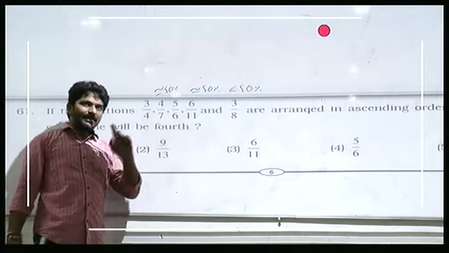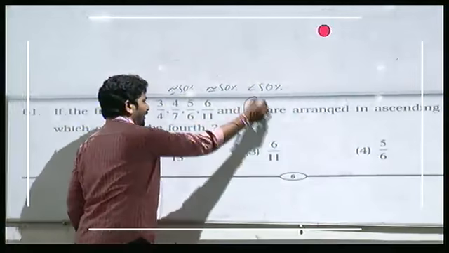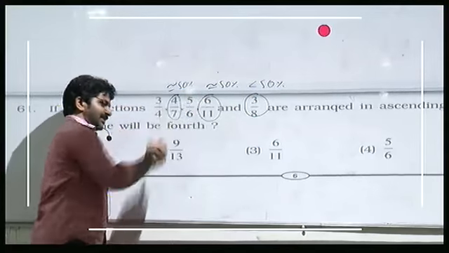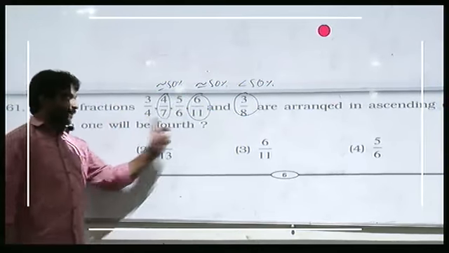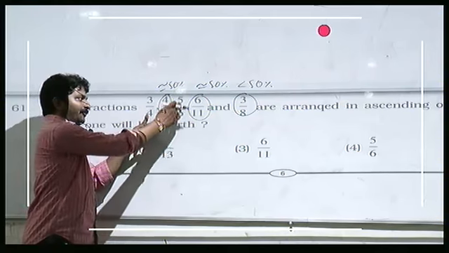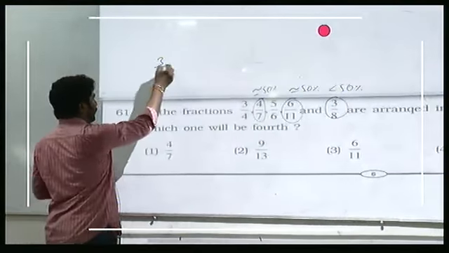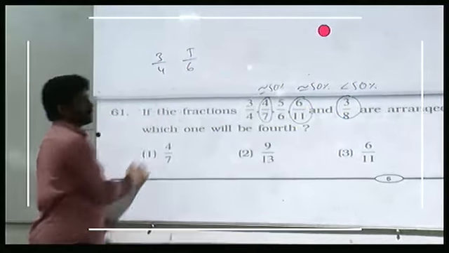So when you write these numbers in ascending order, first 3 places occupied by 3 by 8, 6 by 7, 4 by 7. I don't want order. But 3 places will be allotted by these 3 numbers. So 4th number and 5th number should be either 3 by 4 or 5 by 6. 3 by 4 and then 5 by 6.